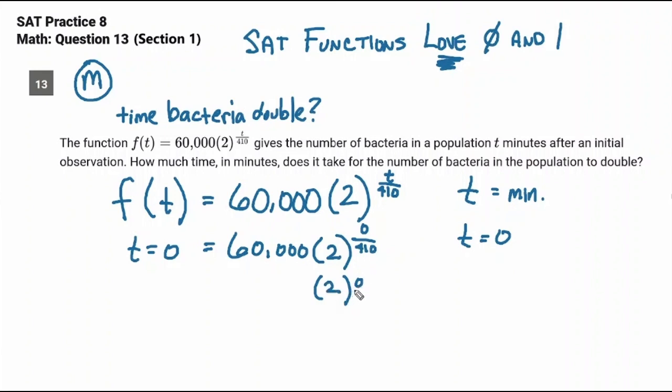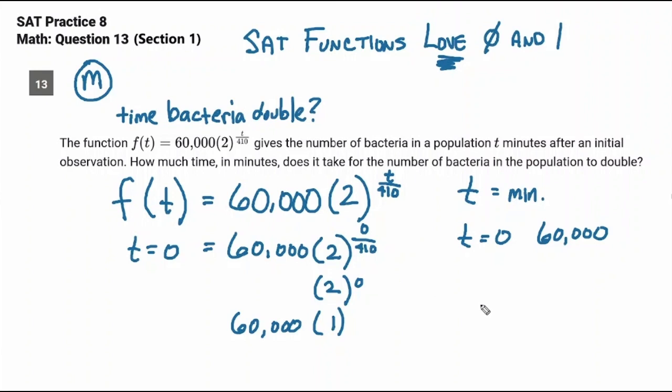And what's 2 to the 0? What's anything to the 0? It's 1. So all of this is just 60,000 times 1, and you end up with 60,000. 60,000 what? 60,000 bacteria. What is 0 minutes? 0 minutes is when you start. That's the initial observation. So at the initial observation, you have 60,000 bacteria.